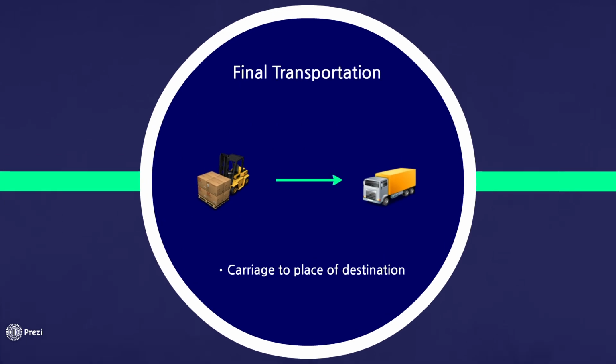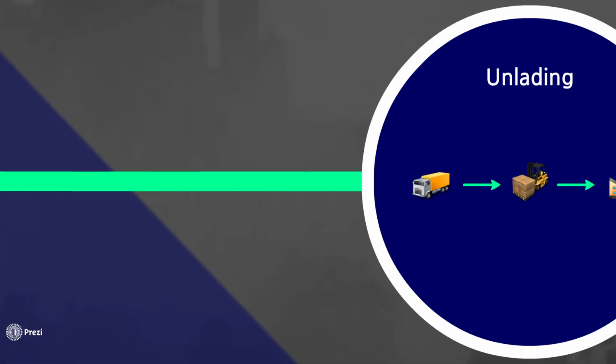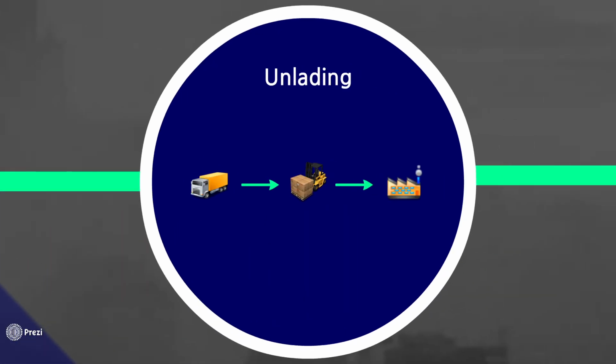And finally is the final transportation, where the carriage that has been bought is placed at the final destination that the buyer has requested from the seller. After the carriage is made to the final destination, the carriages are unloaded, which completes the whole logistics map. And this is the final stage where the trade has been completed.